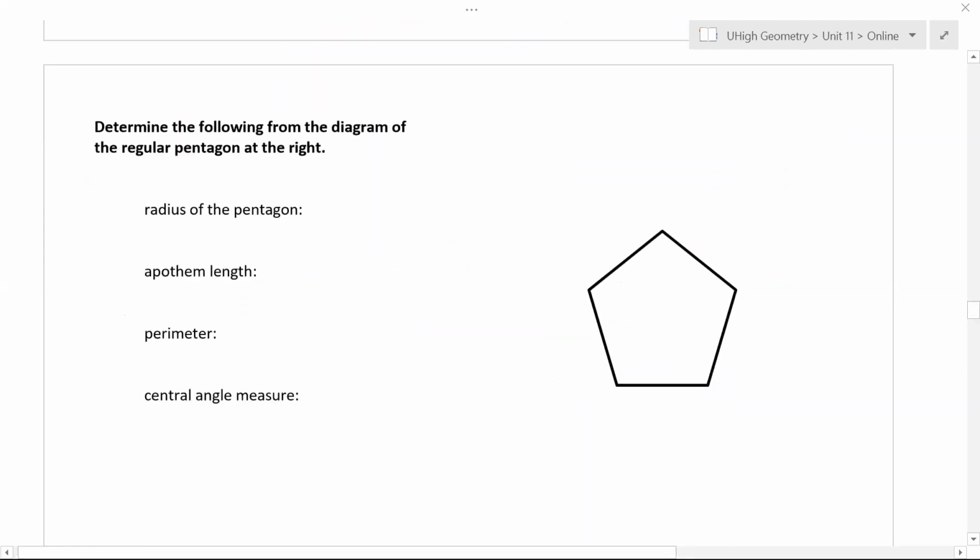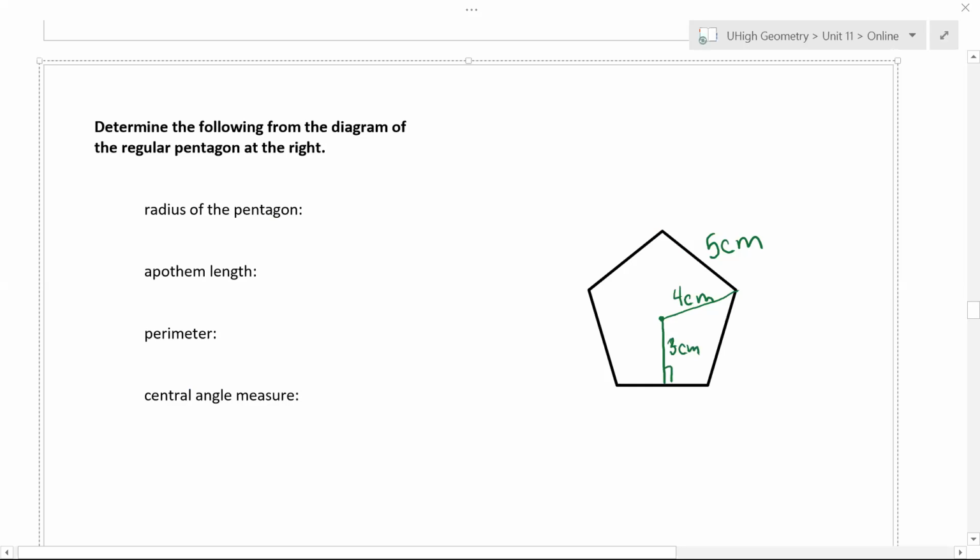So you guys have this image. And so what I'm going to do is I'm just going to draw in a couple different lengths. And I want you guys to determine and think about what is the radius, what is the apothem, what would my perimeter be, and then what is the central angle measure. So that last one is going to be kind of a new idea. We haven't talked about it yet. So start with the radius, apothem, and perimeter. Take a couple seconds, pause the video, and try to fill those three out.